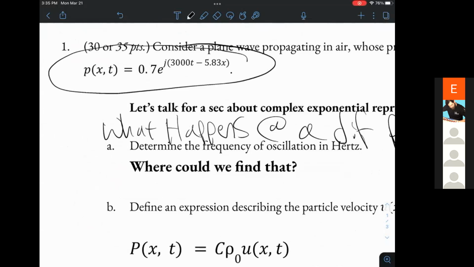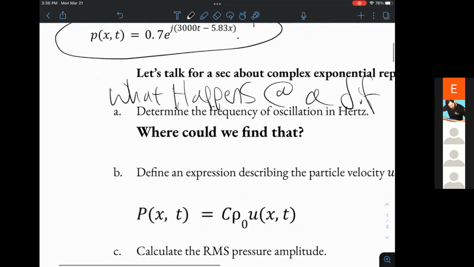Yeah, we got to do one thing to it. What do we got to do? Because that's not in hertz. It's not 3,000 hertz. Oh yeah, that's an omega. Totally. So what's the conversion there? Yep. And there you go. That's it. Simple as that. Cool.